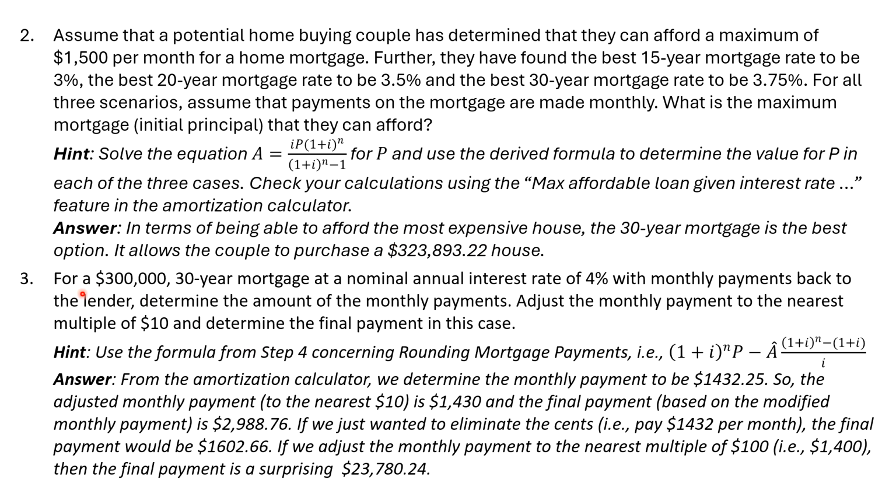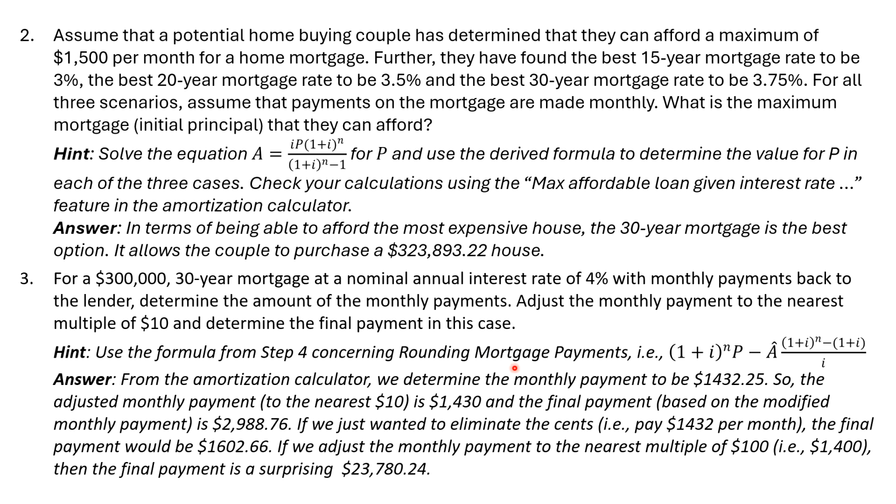Okay, then the second problem, for a $300,000 30-year mortgage at a nominal interest rate of 4% with monthly payments back to the lender, determine the amount of the monthly payments, adjust the monthly payment to the nearest multiple of $10, and determine the final payment in this case.